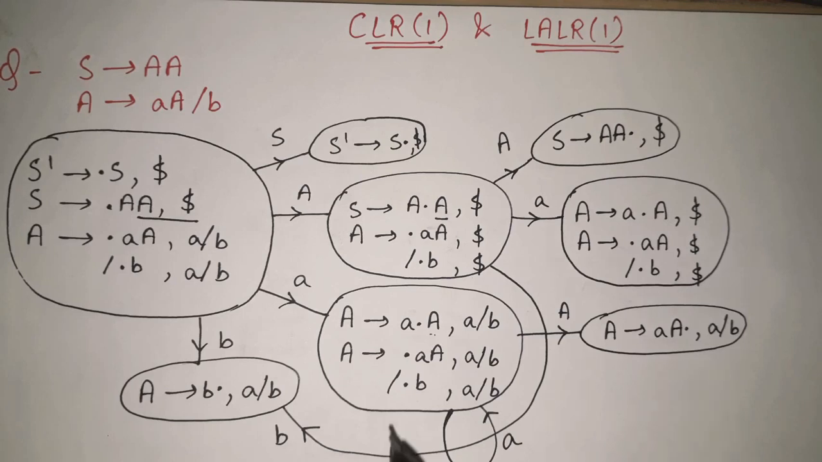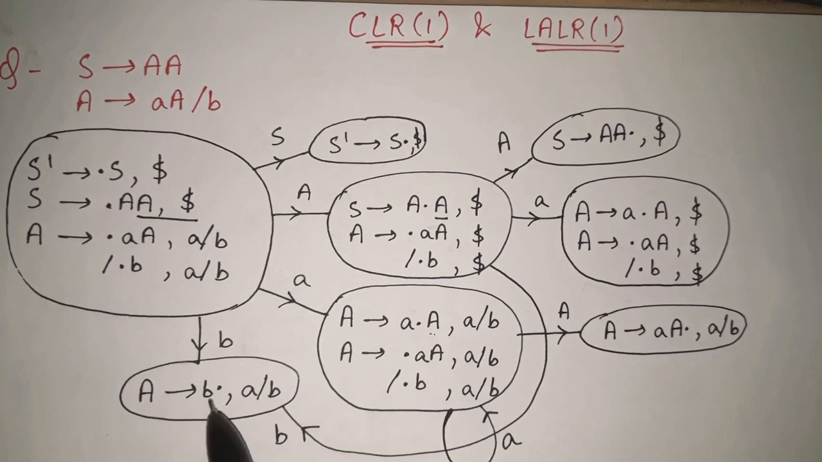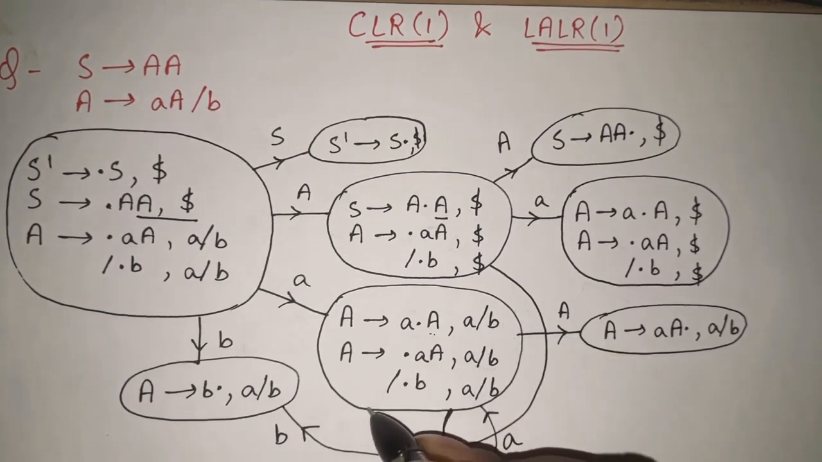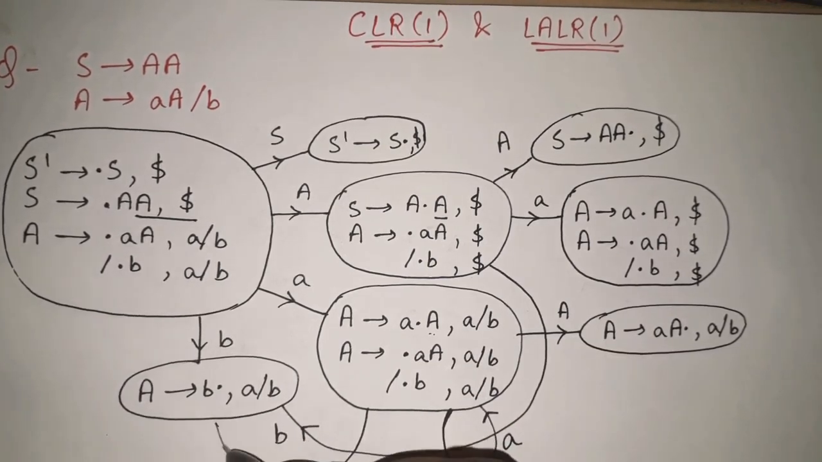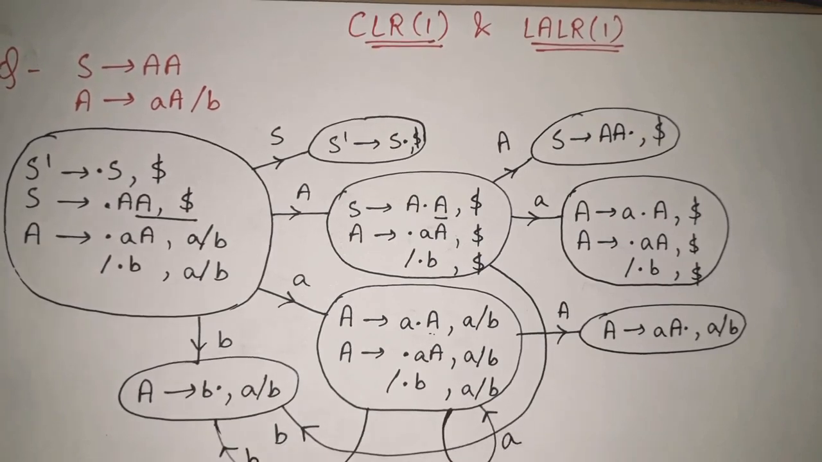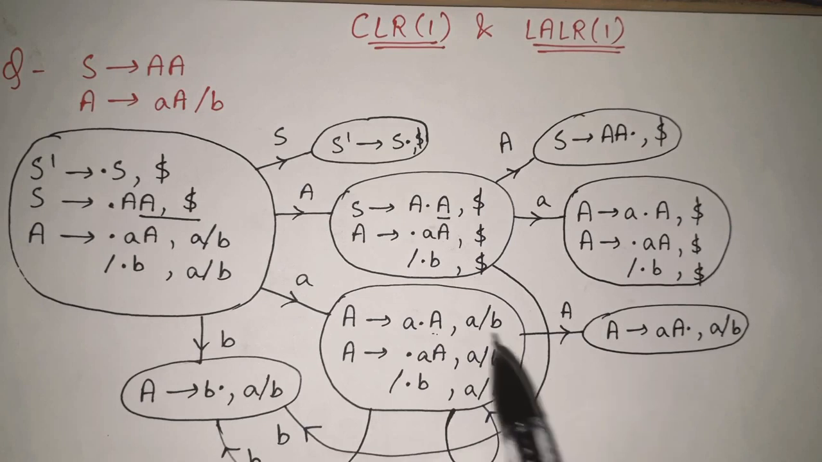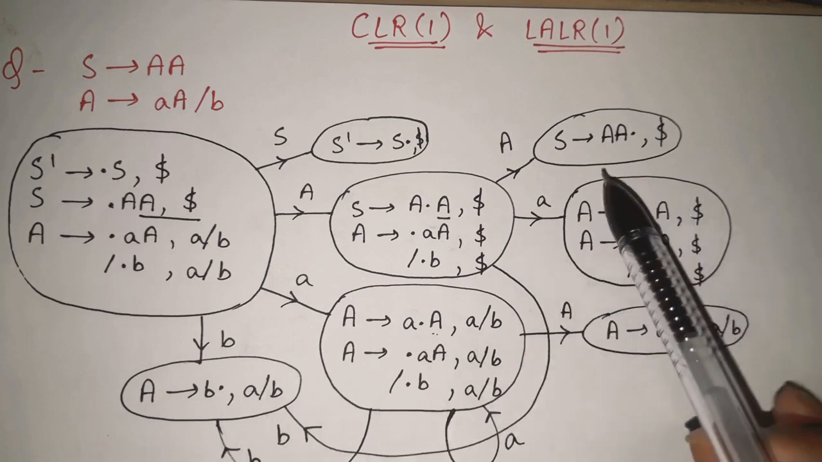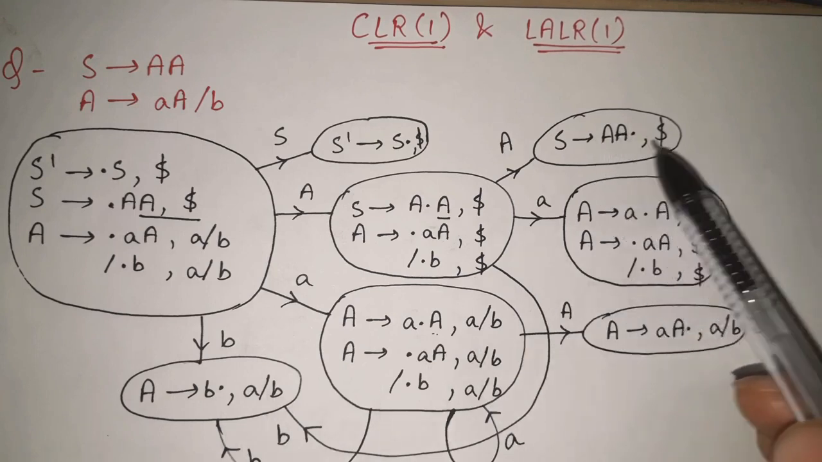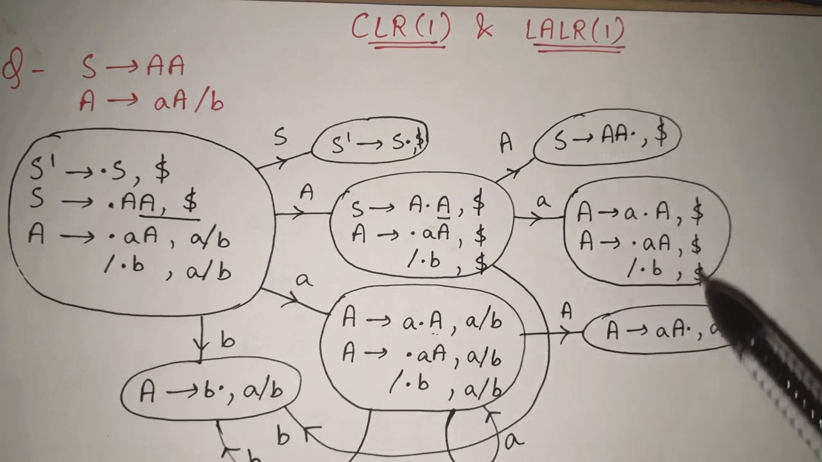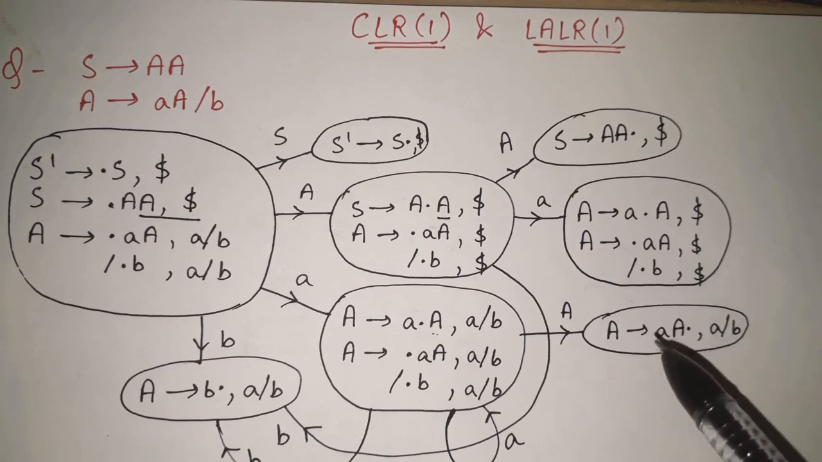And what about small b? A gives b dot, so it will give me again this same production. On b I will forward it here on b. So again capital A is done, small a is done, and small b is done. All the productions are done. So this state is also done. Now here dot is at the end, I don't need to proceed it. Yes, and here also dot is at the end, so I don't need to proceed it too.